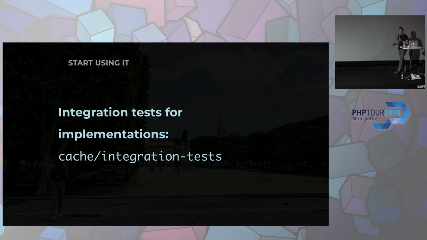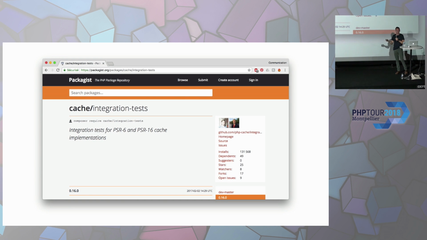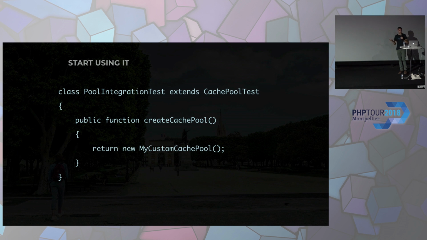If you want to write your own implementation of PSR6, you don't have to write the tests yourself. You can use this package called cache/integration-tests, and this package provides all the integration tests you need. You just need to require this, I think with require-dev as well. You just put this in require-dev and create one cache pool test. This is a PHPUnit test. You need to extend this and then implement this one method, createCachePool. You new up your own cache pool with your own backend if you want. And then this will run all the tests. That's pretty neat. I've done this before.